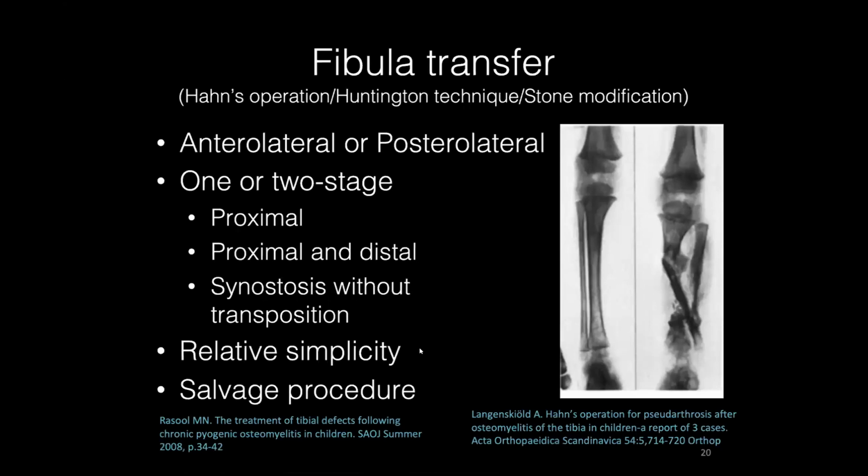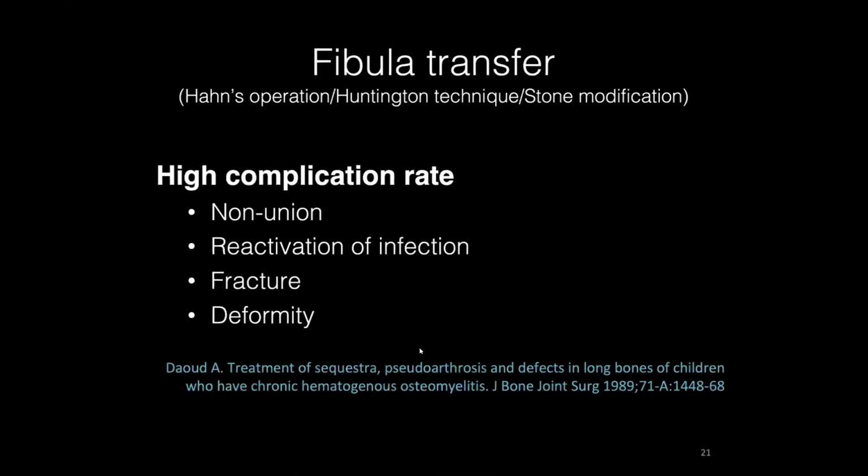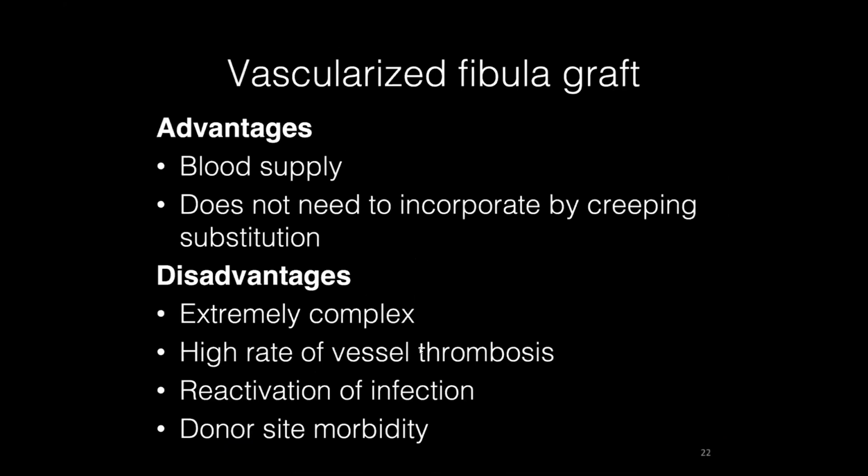The next procedure is the fibula transfer. Many different variations of this technique have been described, both in terms of surgical approach, staging it, proximal and distal transport, or synostosis without transposition. It's relatively simple only when compared to bone transport, and it is still a salvage procedure because it still has a high complication rate with non-union, infection, reactivation, fracture, and deformity that can occur.